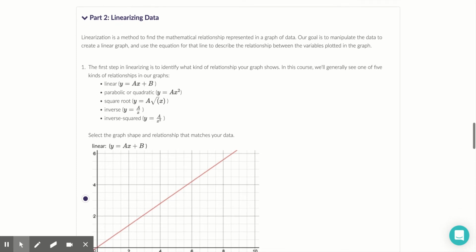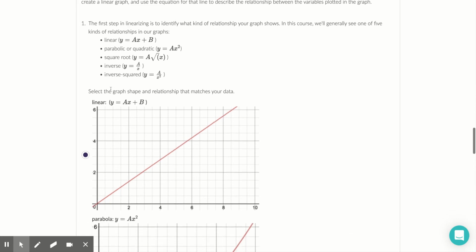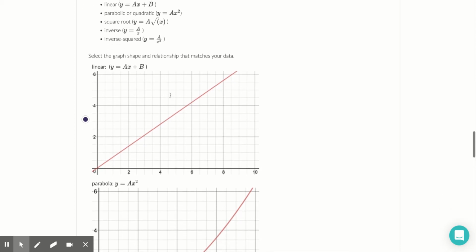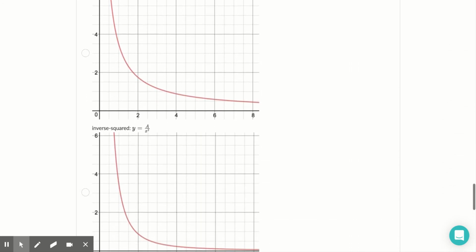Just a quick overview, linearization is a way that you can define what relationship your data has by looking at the graph. And so it might fall into one of these categories, either linear, parabolic, square root, inverse, or inverse squared. And you need to look at the shape of your graph that you're getting from your data to decide which of those fits is the best for your case.